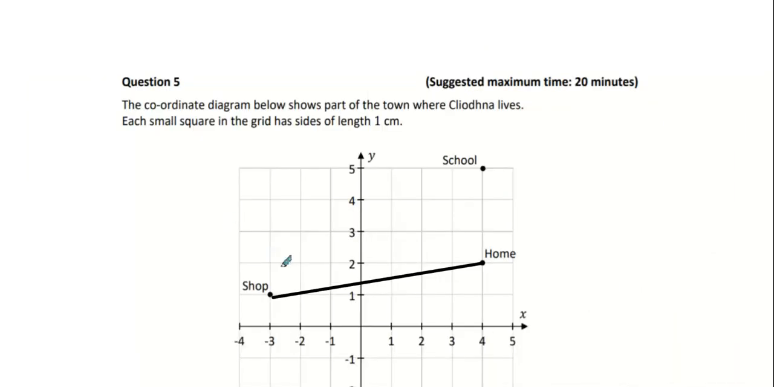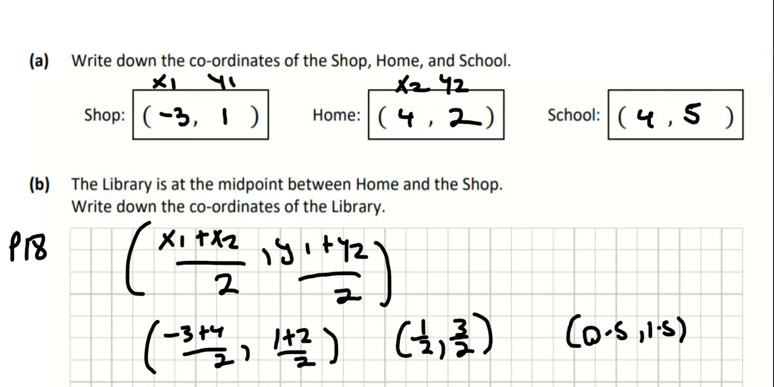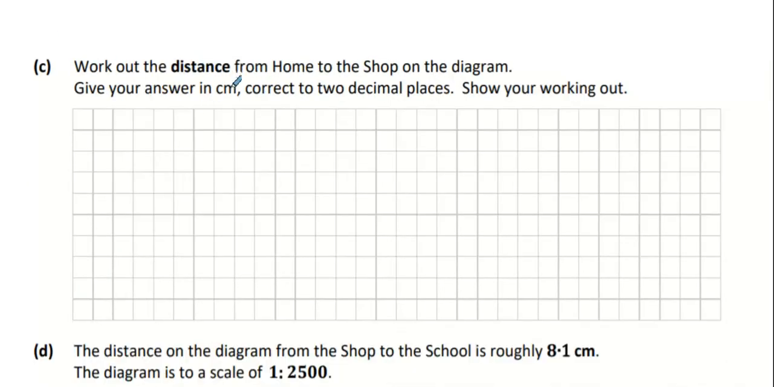And where is it? 0.5, 1.5? Roughly here, which we can see is halfway between the shop and home. Happy days. Okay, what else do we have to do? Work out the distance from home to the shop on the diagram. Give your answer in centimeters, correct to 2 decimal places. Okay, so home to the shop, let's see.